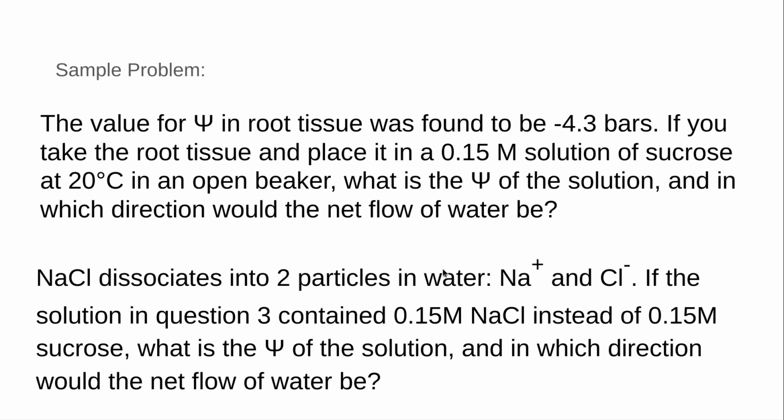So water is going to flow from inside the cell, which is minus 2.3, to the outside, which is minus 4.3. In that process, what is going to happen? Your cell is going to become shrunken, right? It's going to shrivel up. So there's one more problem here. Again, remember, when you're saying there are two particles, the ionization potential is going to be 2. So when you're calculating minus iCRT, the i value is going to be 2 for sodium chloride. Okay, so I hope you're able to work these questions and find answers.